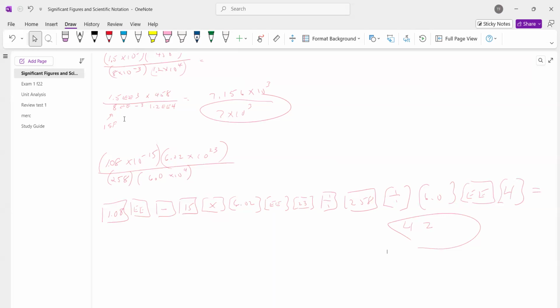You go straight in. Yeah, so anything in the bottom, you hit the divide key, everything on top you hit the times key. And when you switch over to the bottom, you just put the next number in, you don't put a space or anything like that. Because if you put a space in the calculator, depending on the brand, it will give you a syntax error.